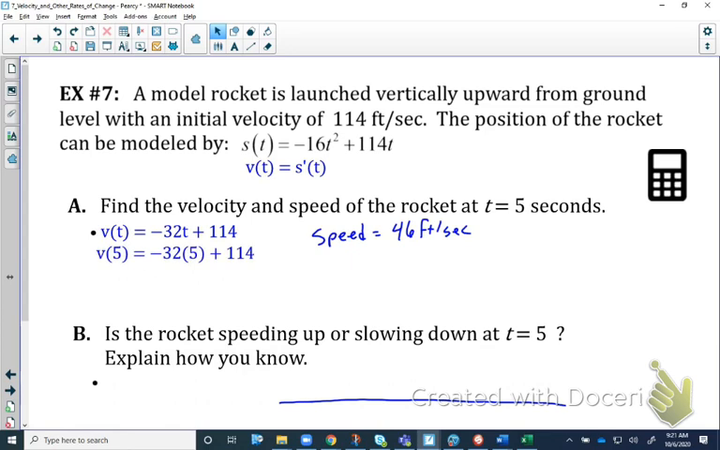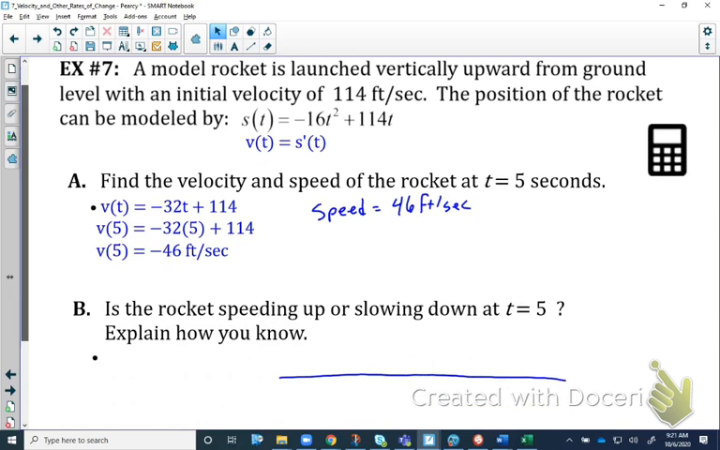So I plug in the 5 for the time and just go to my calculator to figure out this value, and we get negative 46 feet per second. So probably it's coming down at that time. You shot it into the air and it's coming down probably at that point.